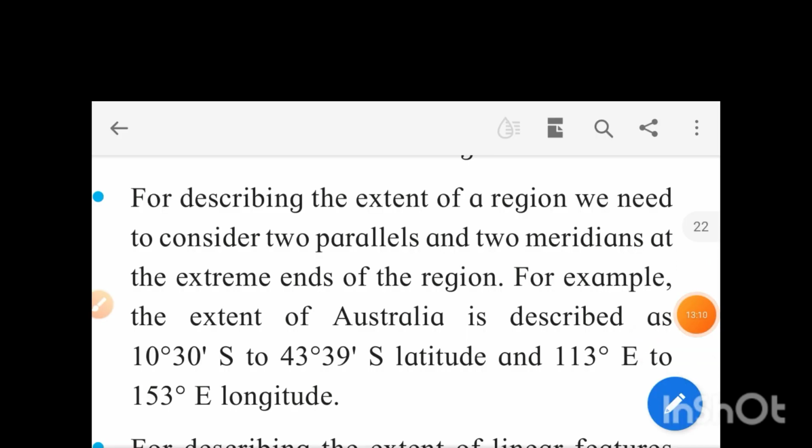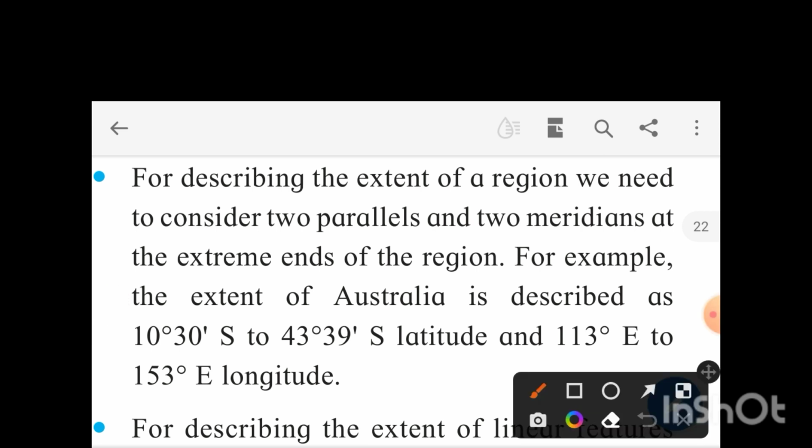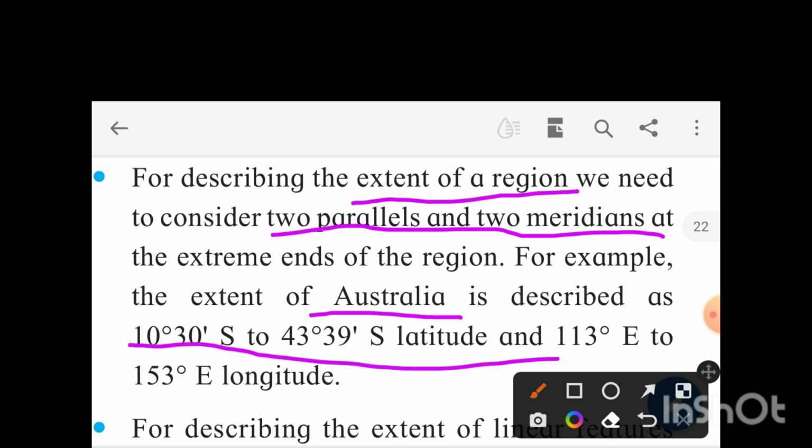For describing the extent of a region, we need to consider two parallels and two meridians at the extreme ends of the region. Earlier we saw one parallel and one meridian to find the location of Delhi, but now they are not asking for the location of one particular city. They want to know the extent of a region. Here we are going to take the example of Australia, and the extent of Australia is already written here.